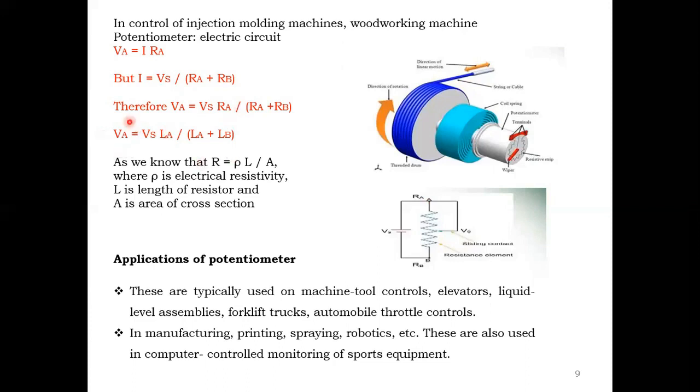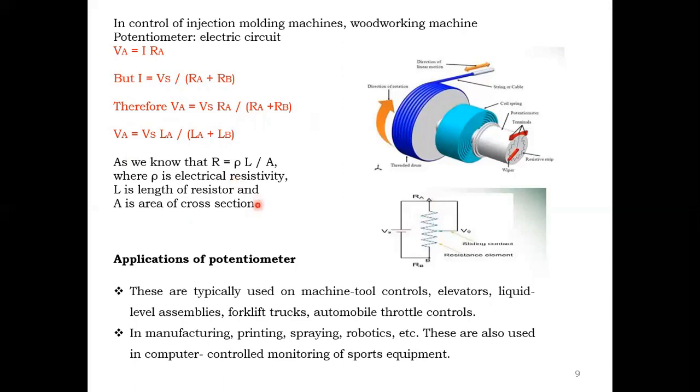This equation gives Va with respect to L, the length of the resistor. To change R to L, we use the formula R is equal to rho L divided by A, where rho is the electrical resistivity. Used in this equation, rho will be cancelled, and A, the area of cross section, is also removed. So only L will be available, that is, La and Lb. Using this formula, we can calculate the output voltage with respect to the resistance.